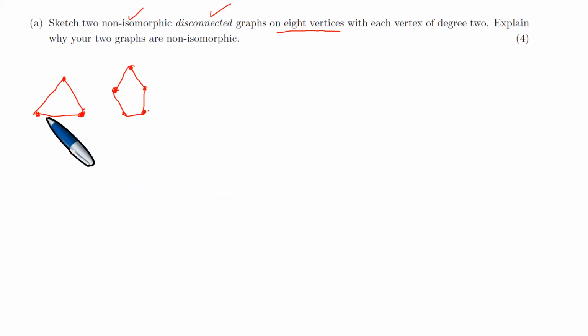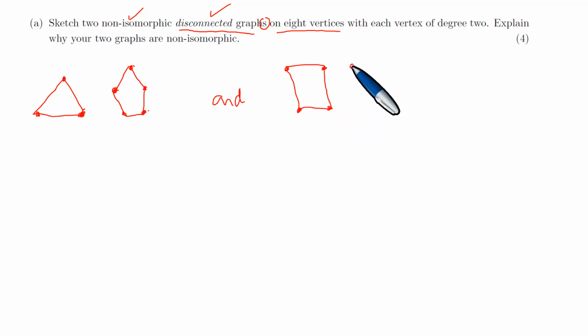That's all. So surely these two graphs are on eight vertices, three plus five is eight. So that is the one we drew, and we draw another one. This one is just one graph, but it's said to be a disconnected graph. You can have another one on four vertices, like this. But also this one is four vertices, so we have eight vertices.